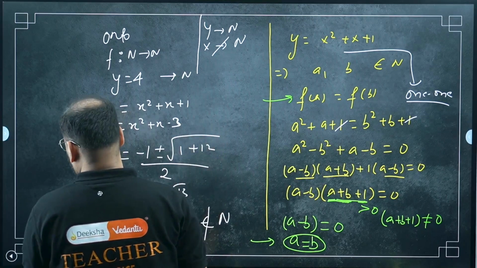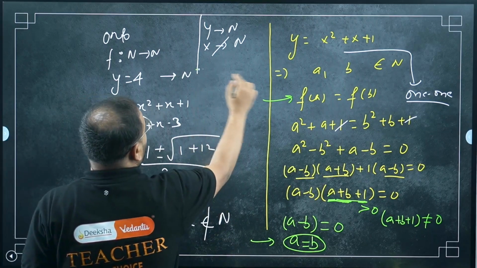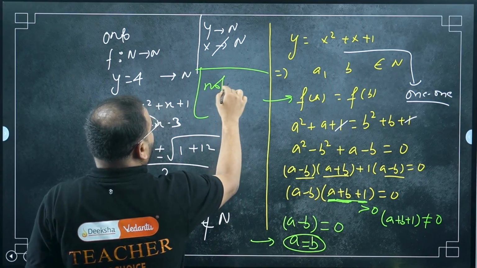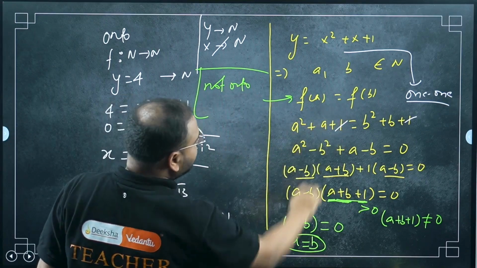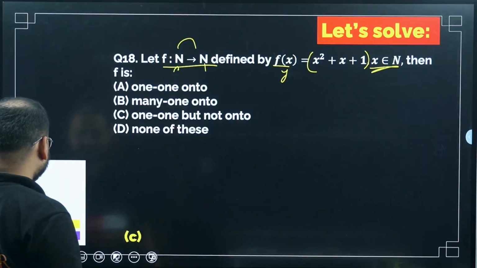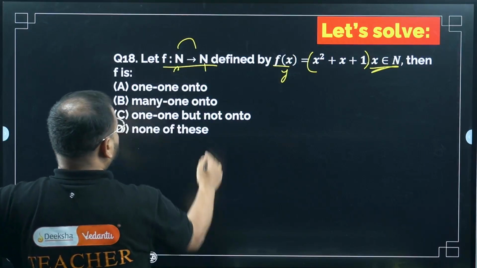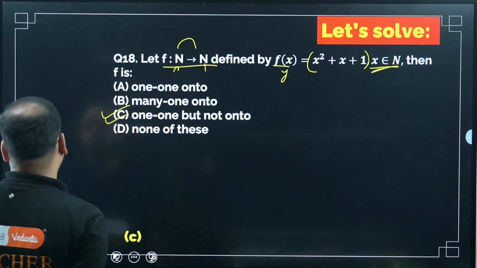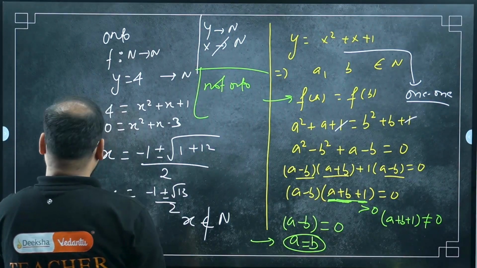What's the condition? Not onto, sir. So we have one-one but not onto. Check the option. C: one-one but not onto. One-one is there but not onto. Okay. Moving on to the next problem.